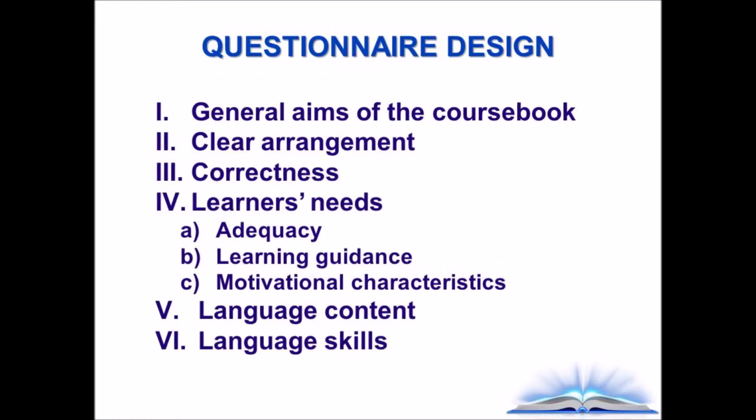The design of the questionnaire was based on the evaluation criteria checklist that examines different aspects of the coursebook quality. 24 criteria were clustered into the 6 categories that you can see on this slide. The categories included general aims of the coursebook, clear arrangement, correctness, learners' needs, which was divided into 3 subcategories: adequacy, learning guidance, and motivational characteristics. Then language content and language skills.